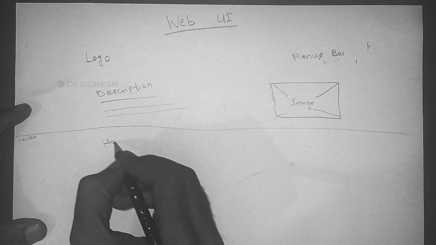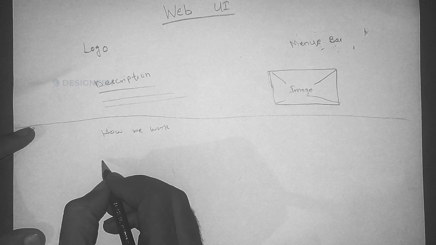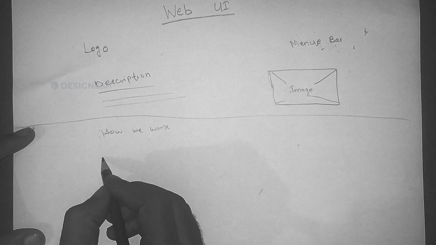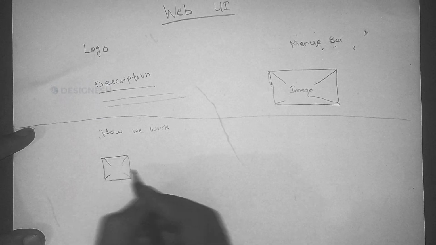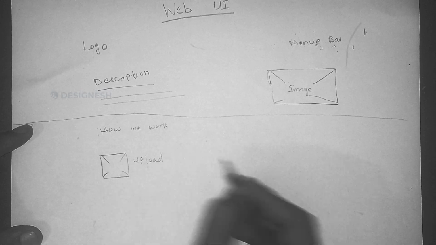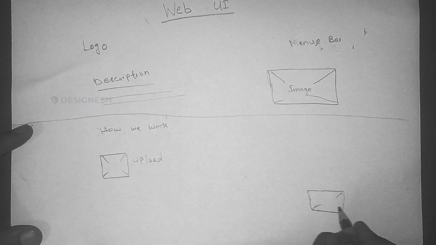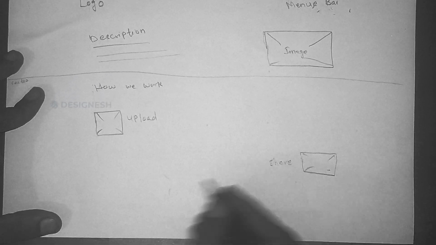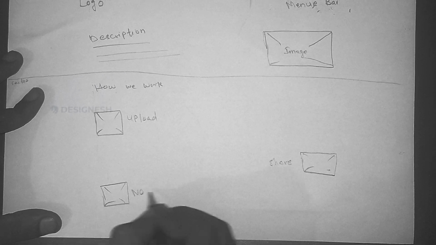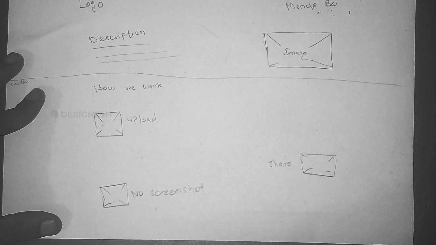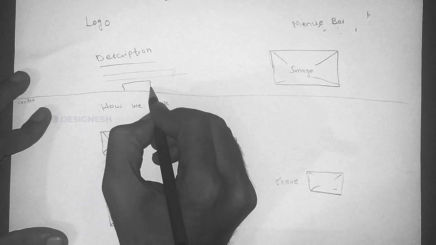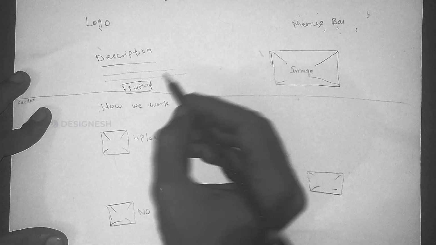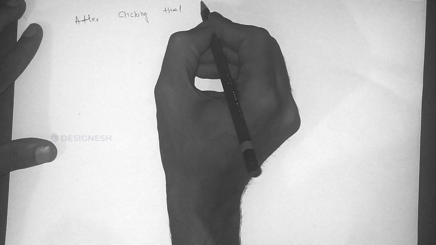Now let's focus on the how we work section. On the left, we have an image and the text for upload, emphasizing the user's ability to upload their photos. Similarly, on the right, another image and share, showcasing how users can share their uploaded photos. Below upload is our main feature, that is no screenshot, and just like before, on the left we have an image. Additionally, I am including an upload button below the description, allowing the users easy access to upload their photos. Clicking this button leads users to a new page.